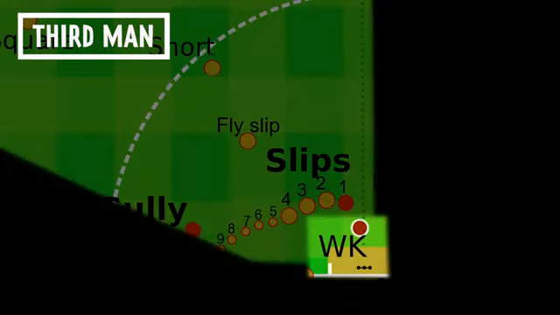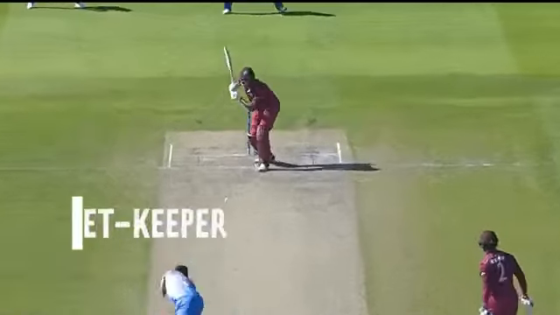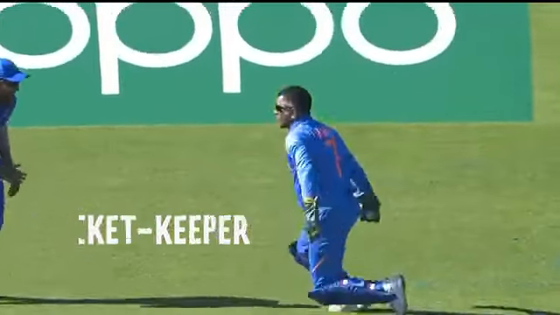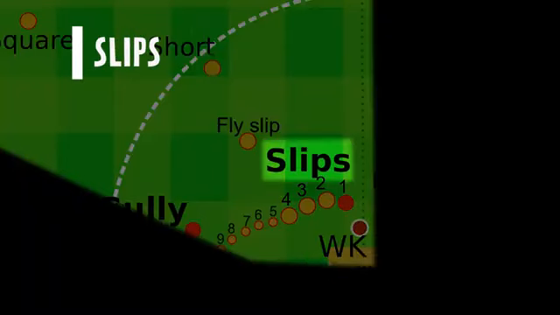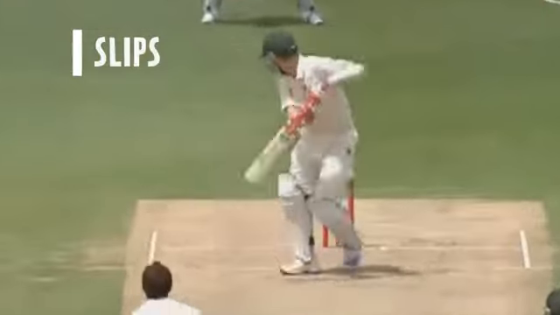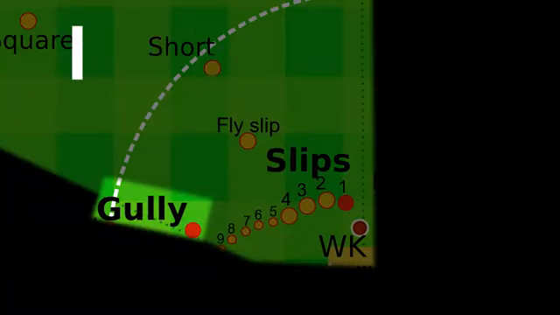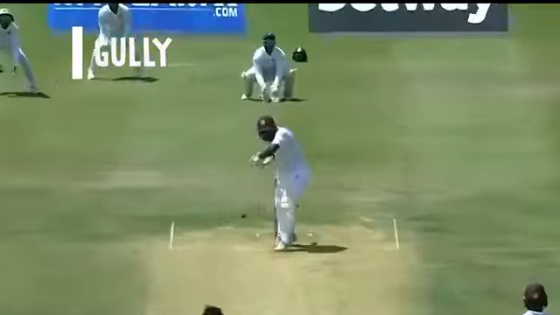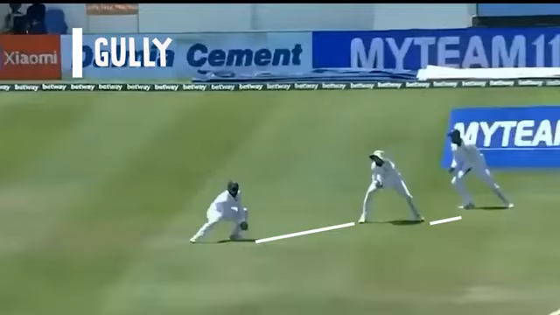First we have the most important fielder, that is the wicket keeper right behind the stumps. Then we have the slips which stand next to the wicket keeper in the following manner. Then we have the gully fielder. The gap between a gully and slip would be larger than that of two slips.